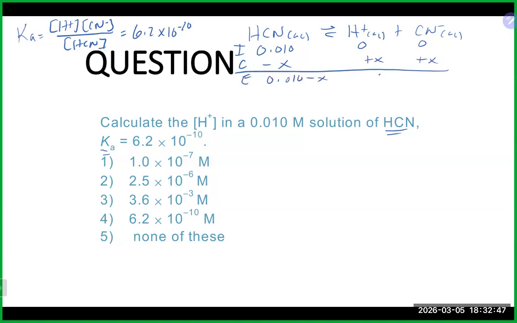0.01 minus x, x, and x. Again, like normal, we're going to go into our expression at this point. That's going to get us basically x squared on top, 0.01 minus x on the bottom, equaling our 6.2 times 10 to the minus 10. That definitely is a small value of K, so we could give the old assumption the college try.